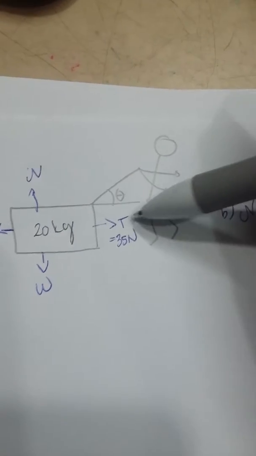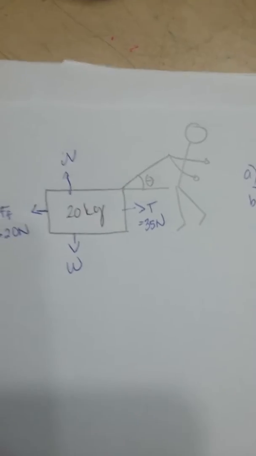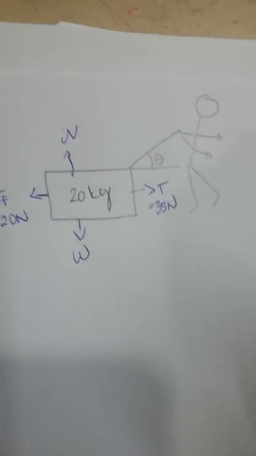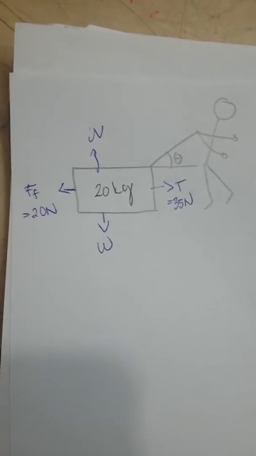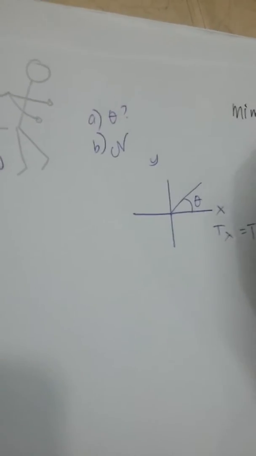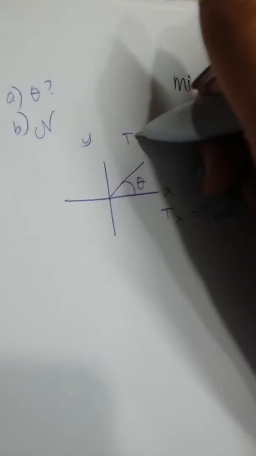Since the tension of 35 newtons is not along the x and y axis, we have to plot again. Using the x and y axis, this is our x, this is our y, and this is our angle. So for T of x, we will have T cosine theta, and T of y is T sine theta.